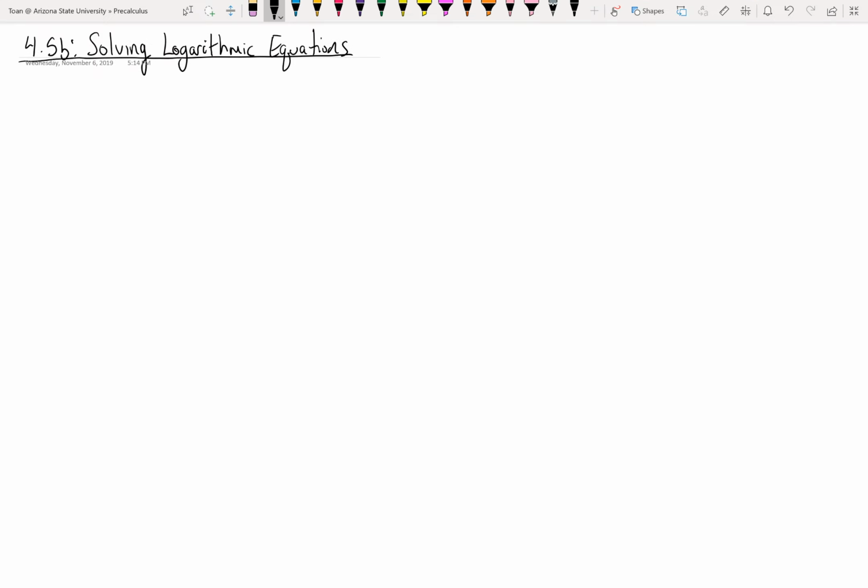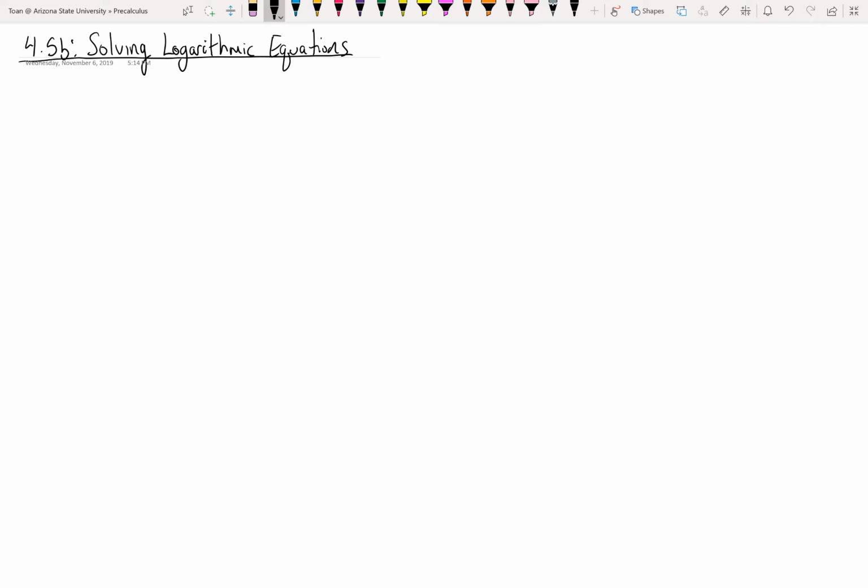So the latter half of 4.5 is all about solving logarithmic equations. Now, it's a very simple section, so we only really have one lesson goal, and that is to solve any logarithmic equation I give you.